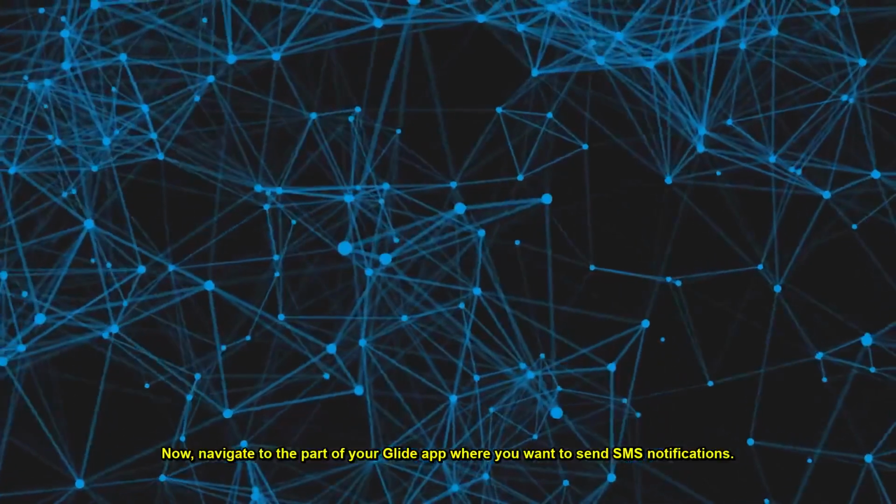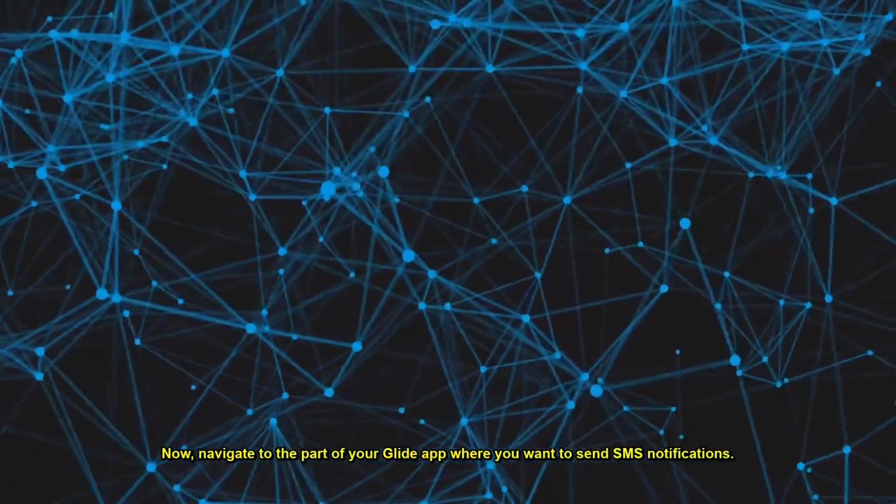Now, navigate to the part of your Glide app where you want to send SMS notifications. You can create a new action that triggers an SMS. For this, select the appropriate trigger, such as a button click. In the action settings, choose Send SMS.